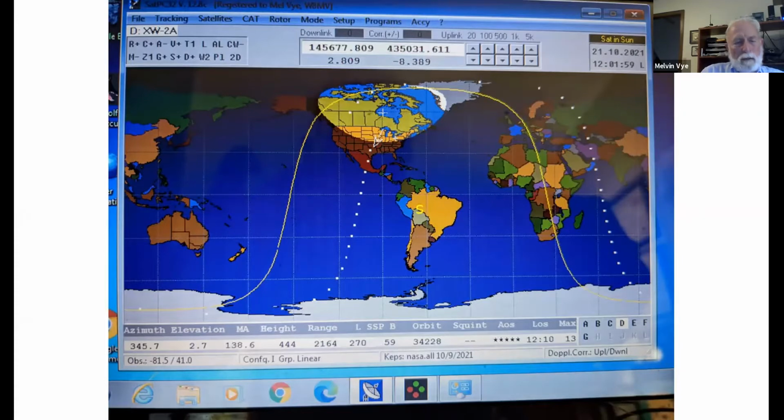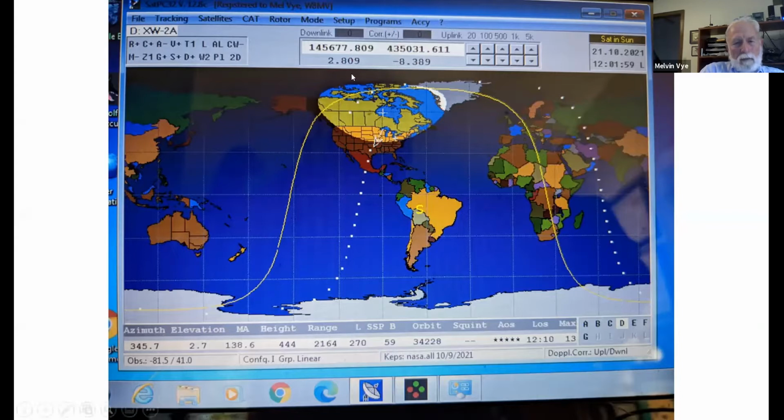So what we're looking at here is a satellite XW2A. About the only thing that's available now are about 5 Chinese satellites, each of which have a bandpass of about 20 kilohertz. There isn't any good FM satellite that's available right now, so we're kind of limited. I think COVID has slowed things down a bit to the point where we don't have all the satellites up that we'd like.